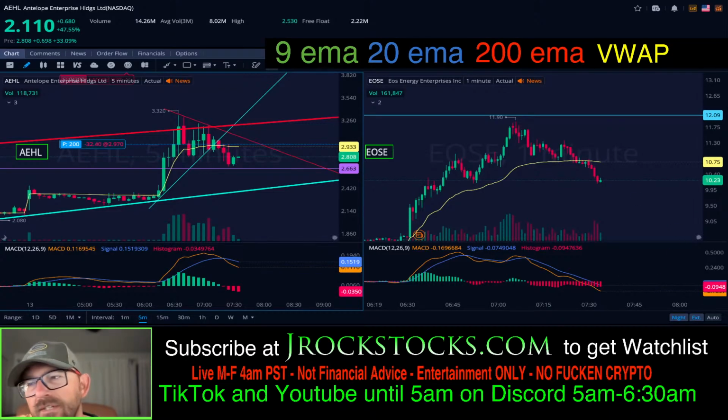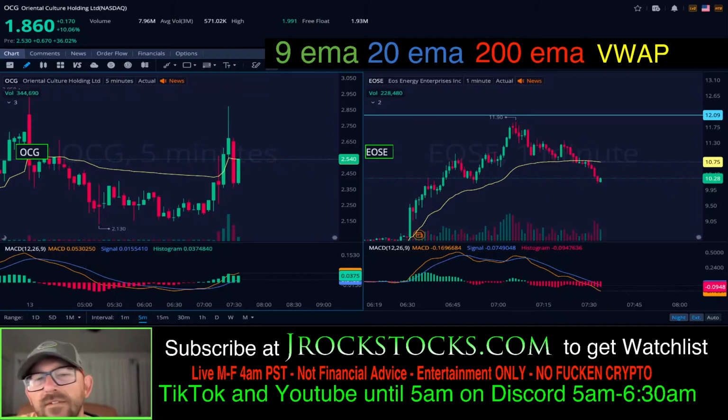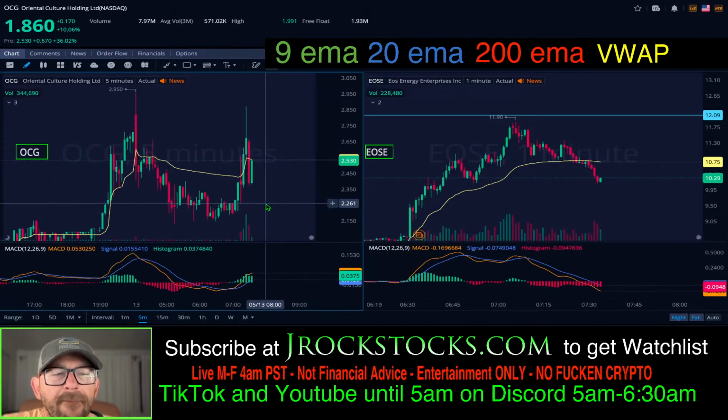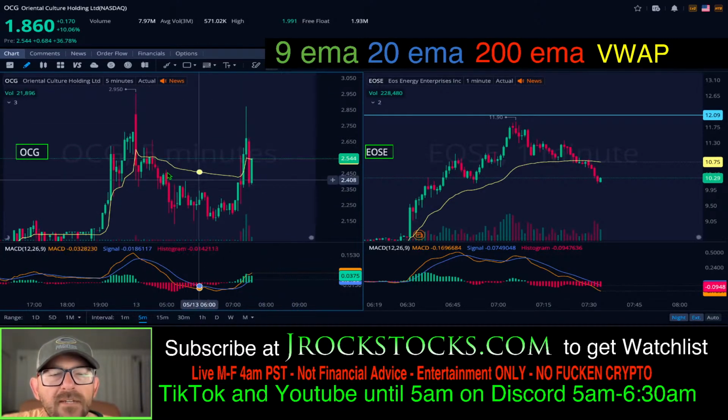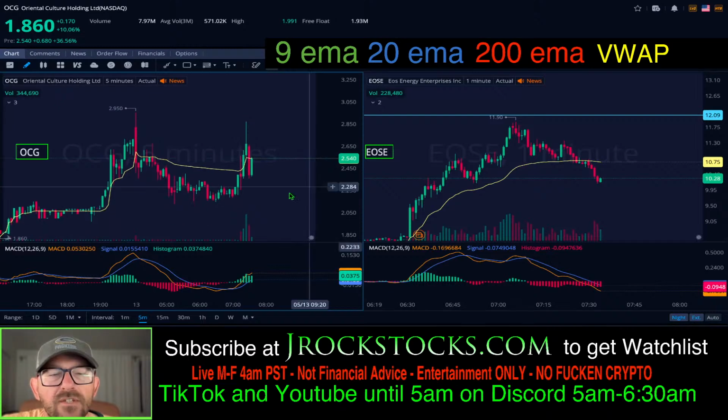So OCG is doing, it's trying real hard. A little bit of a cup and handle possibility here on OCG at volume weighted average price.